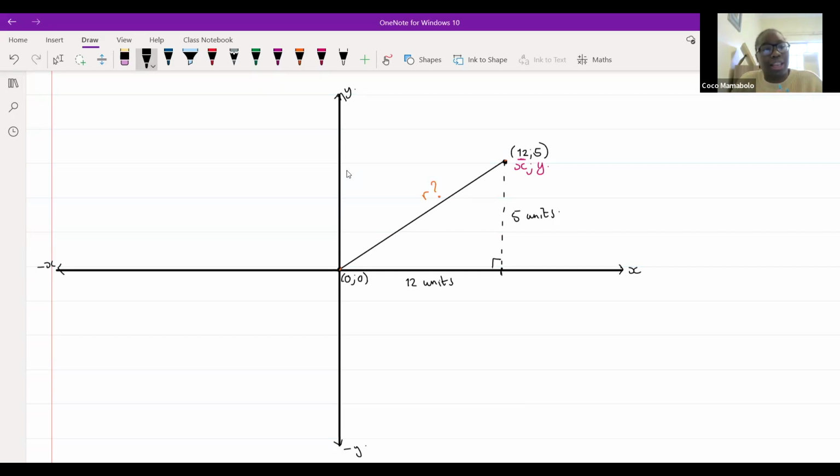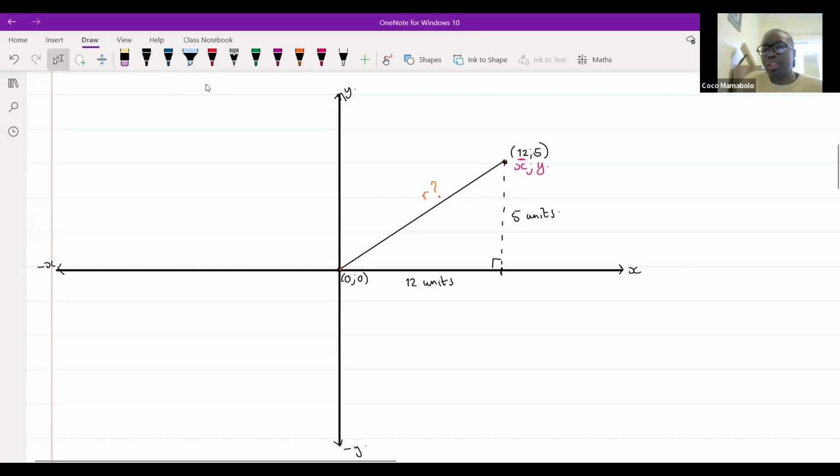I'm going to give you guys a second. Please use Pythag to find the distance r and pop your answer in the chat for me. It's not rocket science, guys, it's just Pythagoras. Give me an answer there for r. Okay. r is equal to 13. Beautiful, thank you very much, Sia. 100%, r is equal to 13.